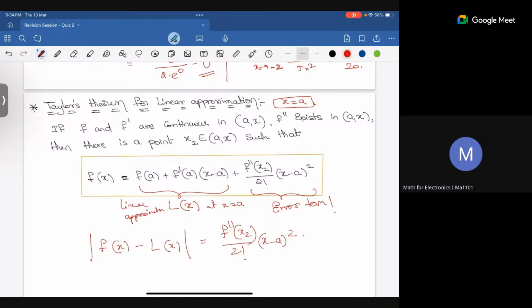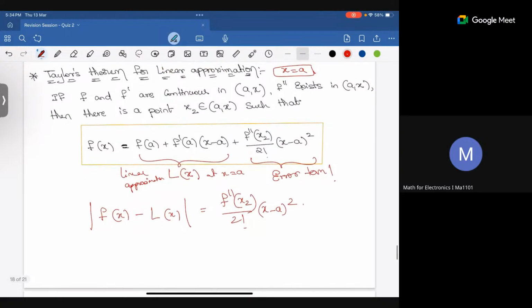Now finding this x2 point is really difficult. So for that, what we say is that this is anyway not dependent on the point x2. This 2 factorial is also not dependent on x2. So only this thing is dependent on x2, right? So f double prime of x2. So what we say is, let's say the maximum value.